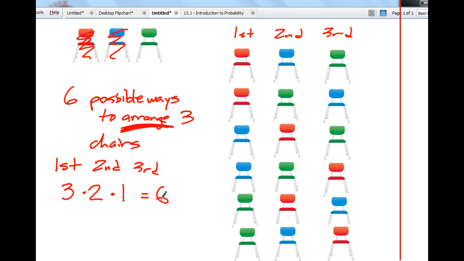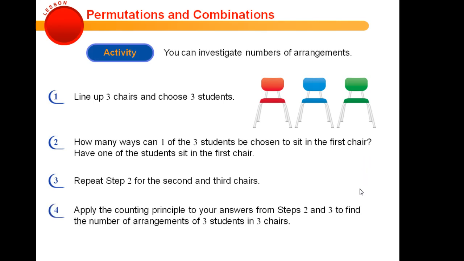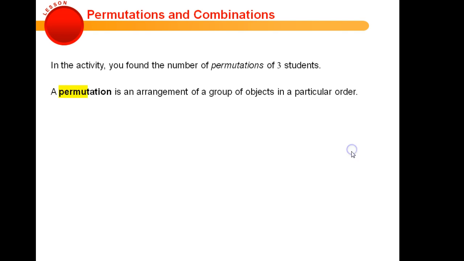So let's go back. This is what they said: repeat it, apply the counting principle. And so we found the permutation of 3 chairs. We can think of it that way. A permutation is an arrangement of a group of objects in a particular order. So we're going to take certain things and put them in order.